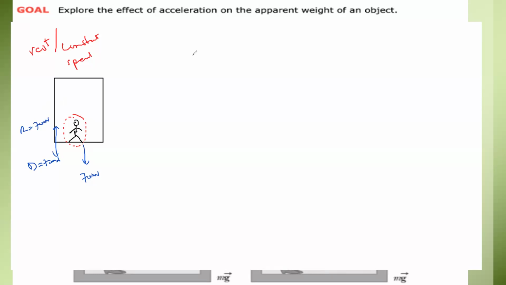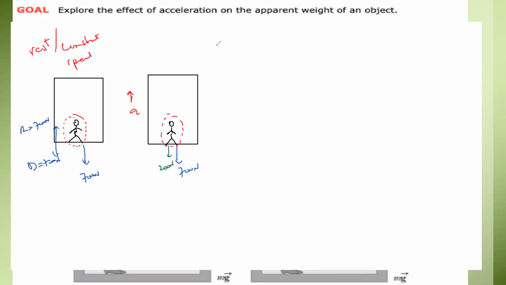The second example, a person is there in the lift. His weight is 700 Newton, that's the gravitational pull. But what happens if the lift is accelerating up? The body will try to oppose the change. So how does it resist the change? By applying an additional force, for example, an additional force of 200 Newton.